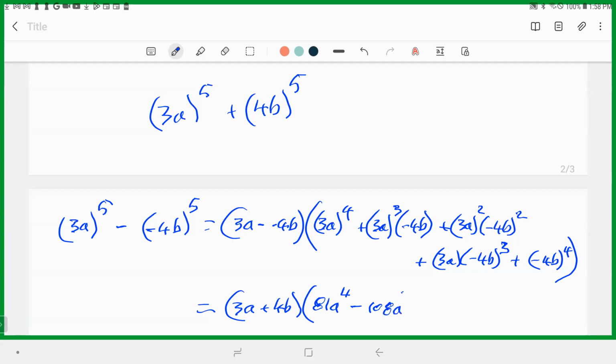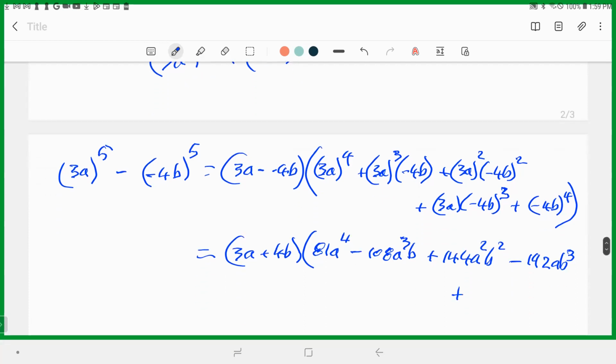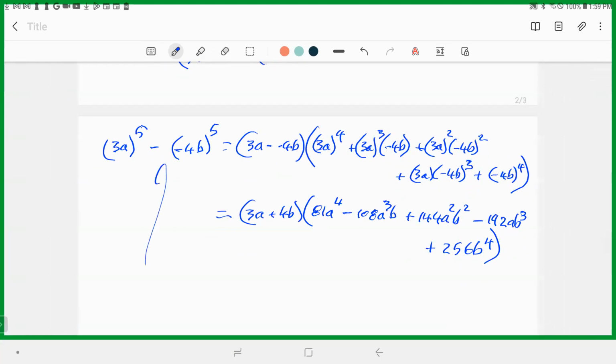108 a cubed b, and then you get back a plus. This is now 9 times 16, which is 144. So you get 144 a squared b squared. Then you get back a minus: 4 cubed, which is 64, times 3, so I get 192 a b cubed. The last one is a plus 4 to the 4th power. 16 times 16 is 256, so 256 b to the 4th power. That's what you will get, something like this.